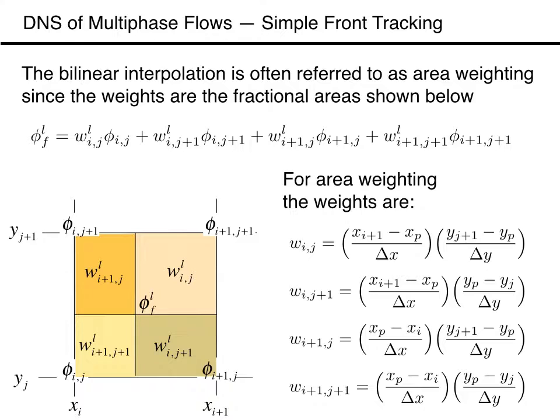This is the area fraction of the rectangle above and to the right of the front. Similarly, the weight of the I plus 1, j plus 1 grid point is the area fraction below and to the left of the front point. The weight of the I, j plus 1 grid point is the area fraction below and to the right of the front point, and the weight of the I plus 1, j grid point is the area fraction above and to the left of the front point. Thus, for each grid point, the corresponding weight is the area fraction of the area in the opposite corner. Obviously, the weights must sum to 1, and for the area fractions this is easily shown to be the case.